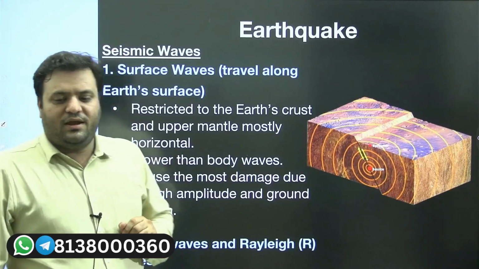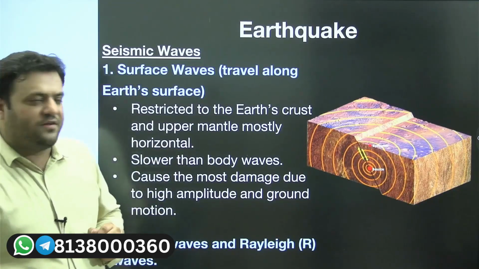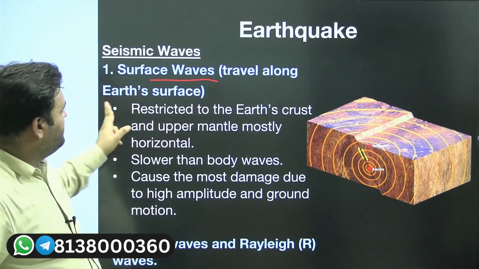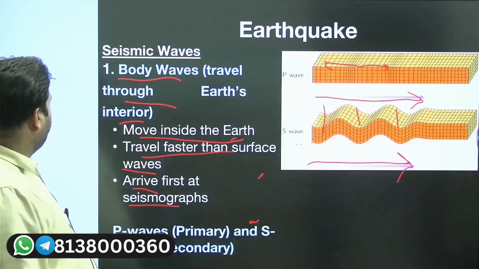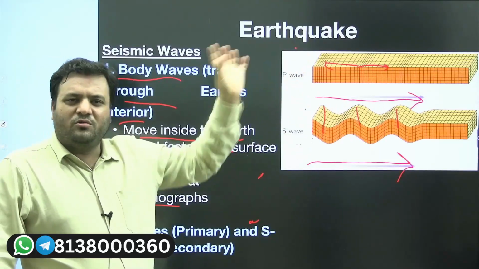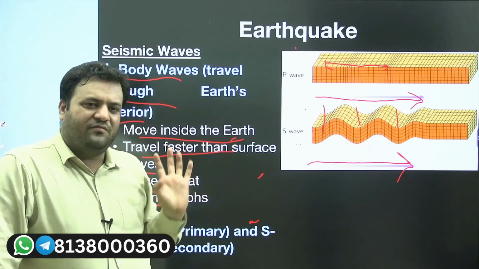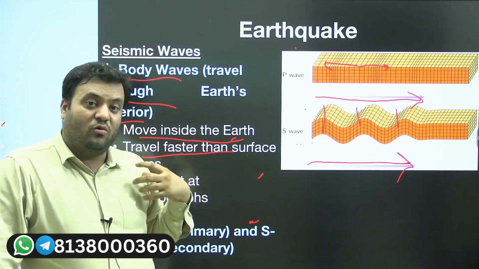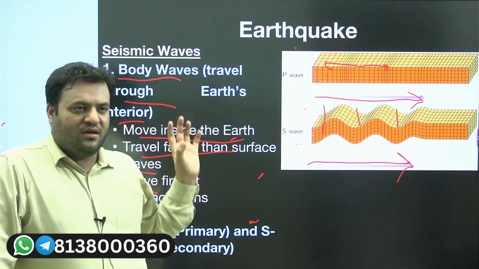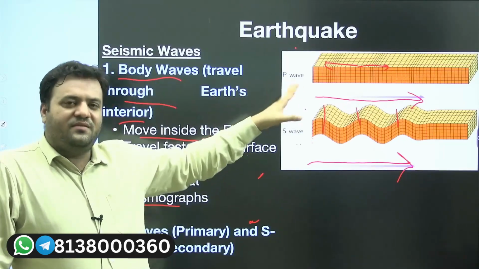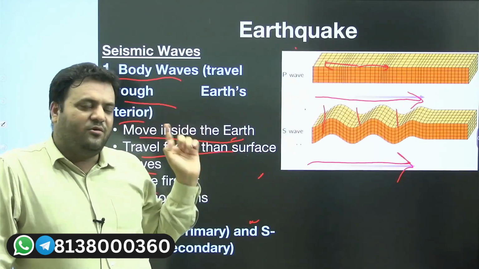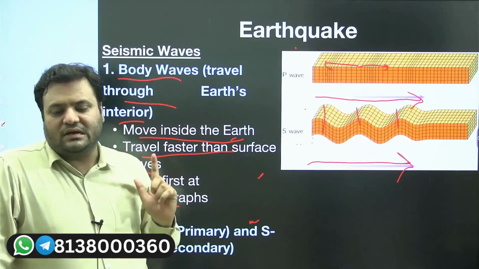Now let's see surface waves. Surface waves are those that travel along the earth's surface. I hope you remember the characteristics of P wave and S wave. Which one moves only through solids, and which one moves through all mediums? Which one is faster? P wave is faster as compared to the S wave. We have covered all of these aspects. I hope you have seen the lecture on the interior of our earth.